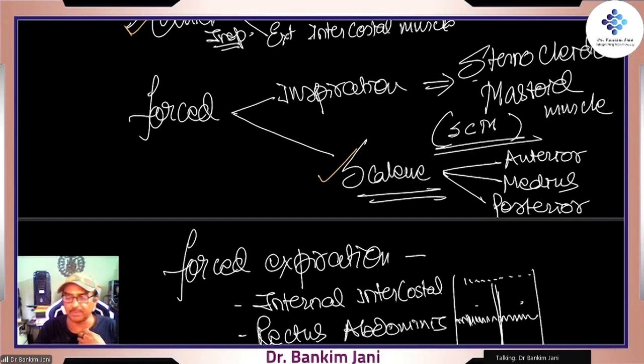Sterno is sternum, cleido is clavicle, and mastoid is a process just behind your ears. If you feel just behind your ears, that is the mastoid process. The muscle goes all the way from the sternum and the clavicle. So this is from the root, and as it crosses, that is what is called the sternocleidomastoid, one of the very important muscles.